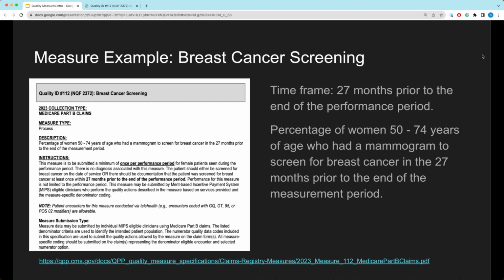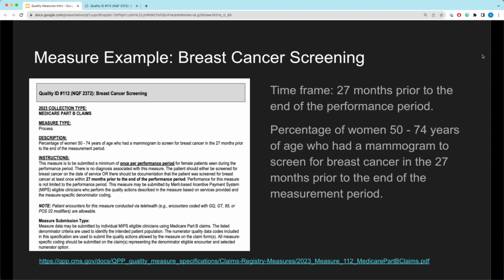So the example we're going to look through today is breast cancer screening. That has many different measure IDs: quality ID, basically CQM 112, or NQF 2372, or even the ECQM 125. So many different IDs. If you take a look at our knowledge base, we talk a little bit about the overlapping programs and different measure definitions that a quality measure may have.